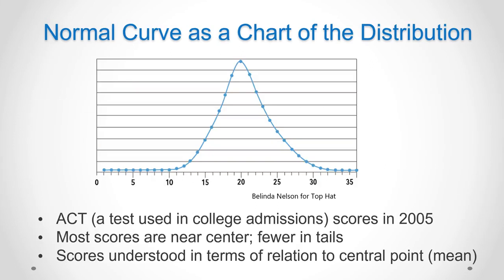Here's a graphical representation of what we just reviewed. As you can see, this is the distribution for ACT scores. Most of the scores are near the center or the mean, and fewer scores are in the tails. The scores are understood in terms of their relative position to the mean. Remember that most social and behavioral data approximate a normal distribution.